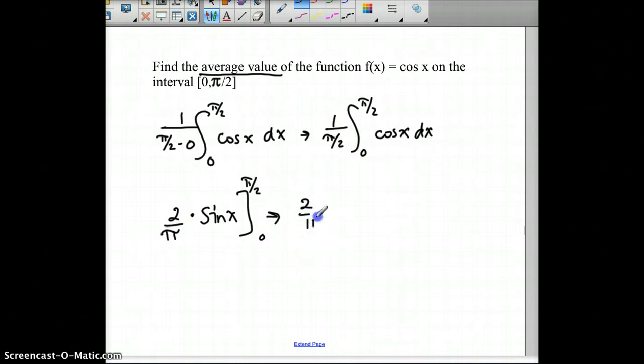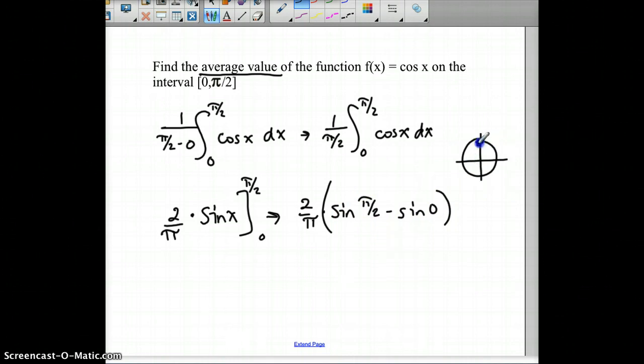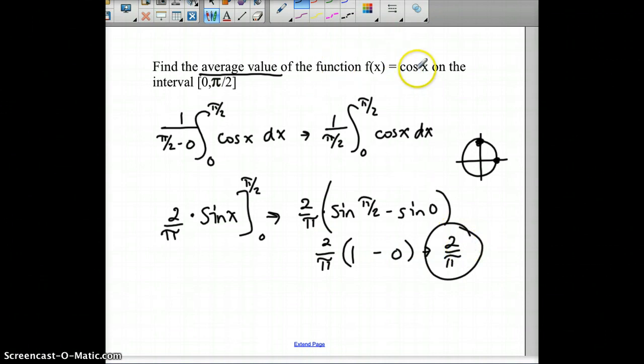So I have 2 over pi times sine of pi over 2 minus sine of 0. Sine of pi over 2, unit circle, pi over 2 is up here, sine is 1, sine of 0 is here, which is 0. So I have 2 over pi. That's the average value of the function.